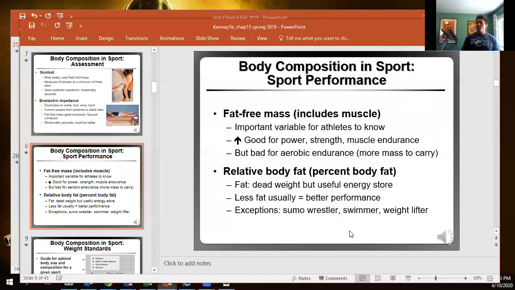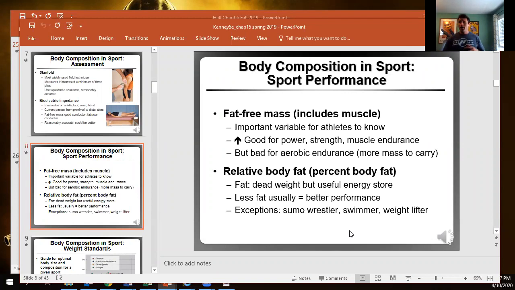Now, is having fat-free mass bad for endurance? It depends, of course, on the amount, like anything else, as long as it's not too far to one end or the other. If you're trying to be a marathoner, ultra marathoner, somebody doing crazy distances, it's going to be easier if you've got a smaller body, both lean mass and fat mass. Now, fat's a good energy source, but it's not really doing us any favors when it comes to aerobic performance because it's weighing us down.